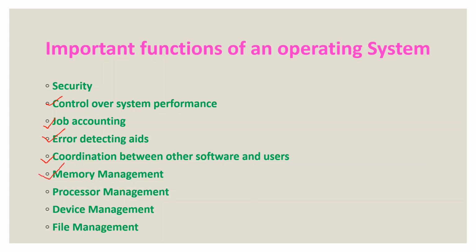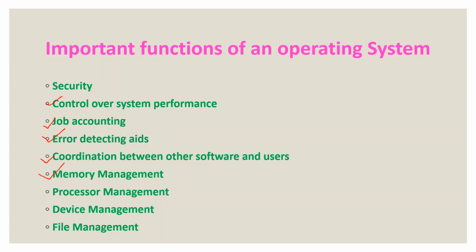Next, memory management. Here we will talk in more detail about memory management, that the operating system manages the primary memory, or we can say main memory. Main memory is made up of a large array of bytes or words where each byte is assigned a certain address. Main memory is a fast storage and it can be accessed directly by the CPU. For a program to be executed, it should first be loaded in the main memory. The operating system performs some activities for memory management, like it keeps track of the primary memory, that is, which bytes of memory are used by which user program.